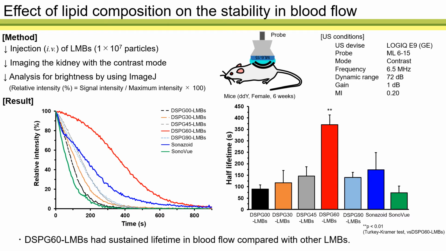The blood clearance of LMBs is mainly related to uptake in the liver, especially uptake by Kupffer cells. Sonazoid has phosphatidylserine in its shell, which gives out an eat-me signal. Therefore, Sonazoid would be easily taken up by Kupffer cells and rapidly cleared from blood circulation.